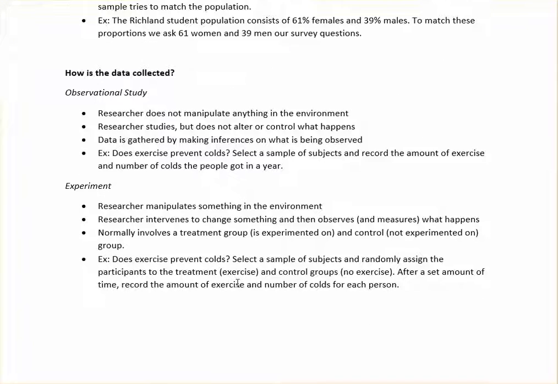How is our data collected? First of all, we've got observational or experiment. Now, I will fully admit there are different layers of this. There's different types of these. We're just kind of doing some big overreaching observational. The researcher does not manipulate anything in the environment. The researcher just studies, does not alter or control what happens. Data is gathered by making inferences of what is being observed.